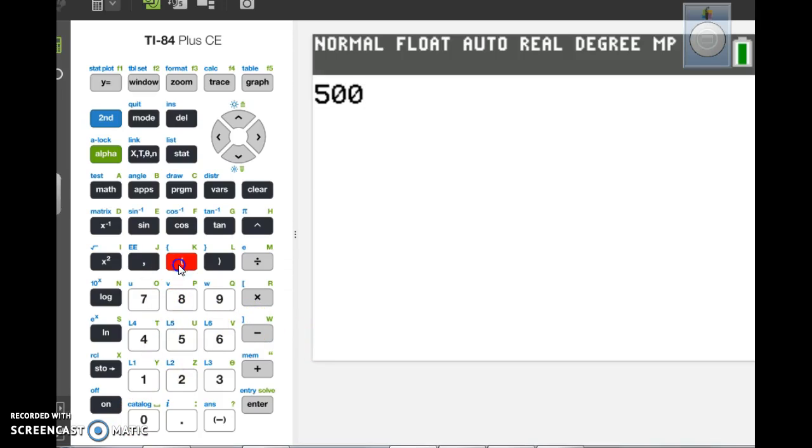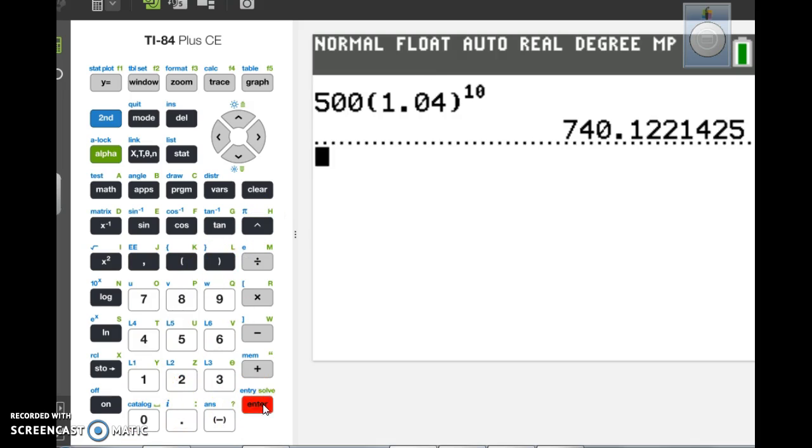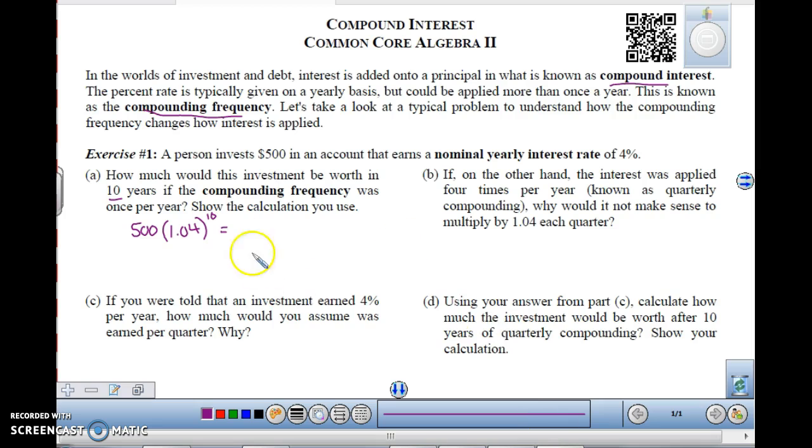500 times 1.04 raised to the 10th power, to the nearest cent, would be $740.12. Okay, so $740.12. So that's how much would be in your account after 10 years. Okay, now this is when the interest rate is applied once a year for 10 years.